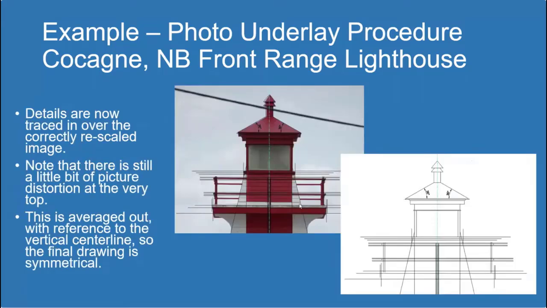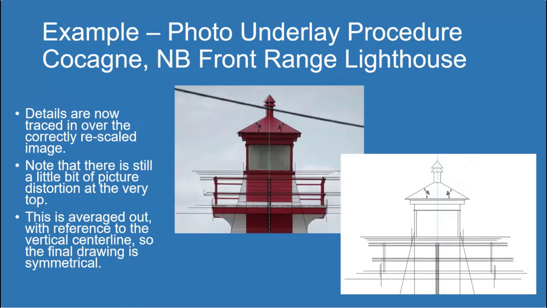Now, once you get the photo fixed up, you start tracing in the details over the correctly rescaled image. But notice that there's still a little bit of picture distortion at the very top. So that vent is kind of receding away from the camera, and it's going a little bit to the right, even though the lower parts of the photo, as I checked them, were still good. So this is where the center line comes in.